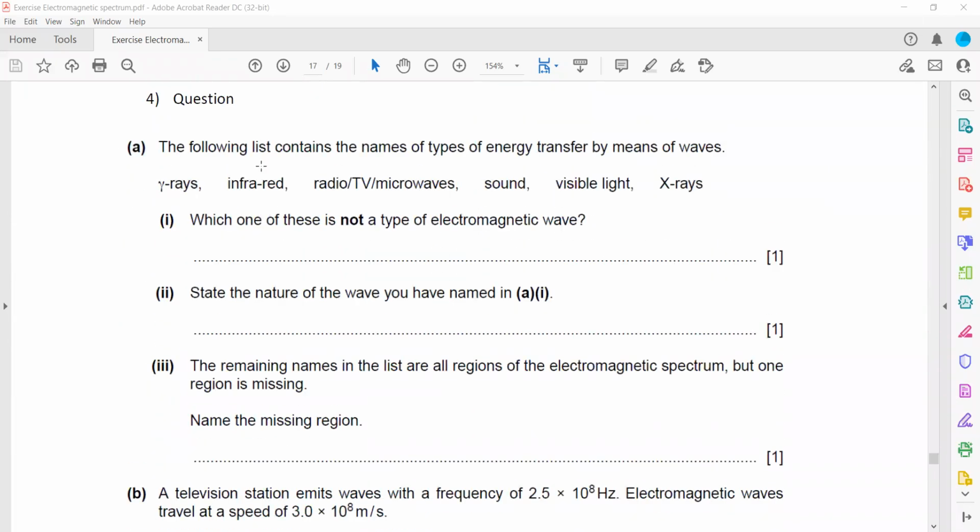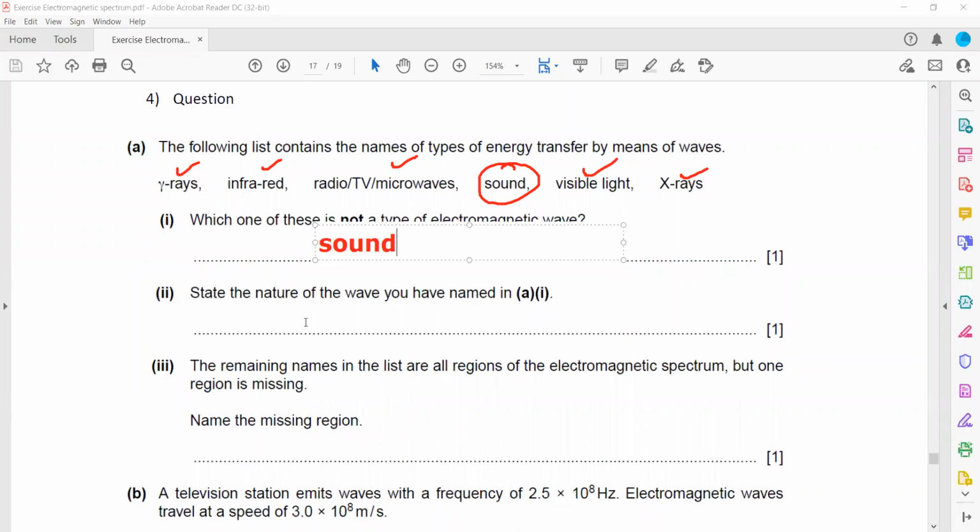Then this question: the following list contains names of types of energy transfer by means of wave. Which of these is not electromagnetic? So gamma is electromagnetic, infra, radio, micro are, but sound is not electromagnetic. Sound cannot travel through vacuum. So the correct answer is sound.